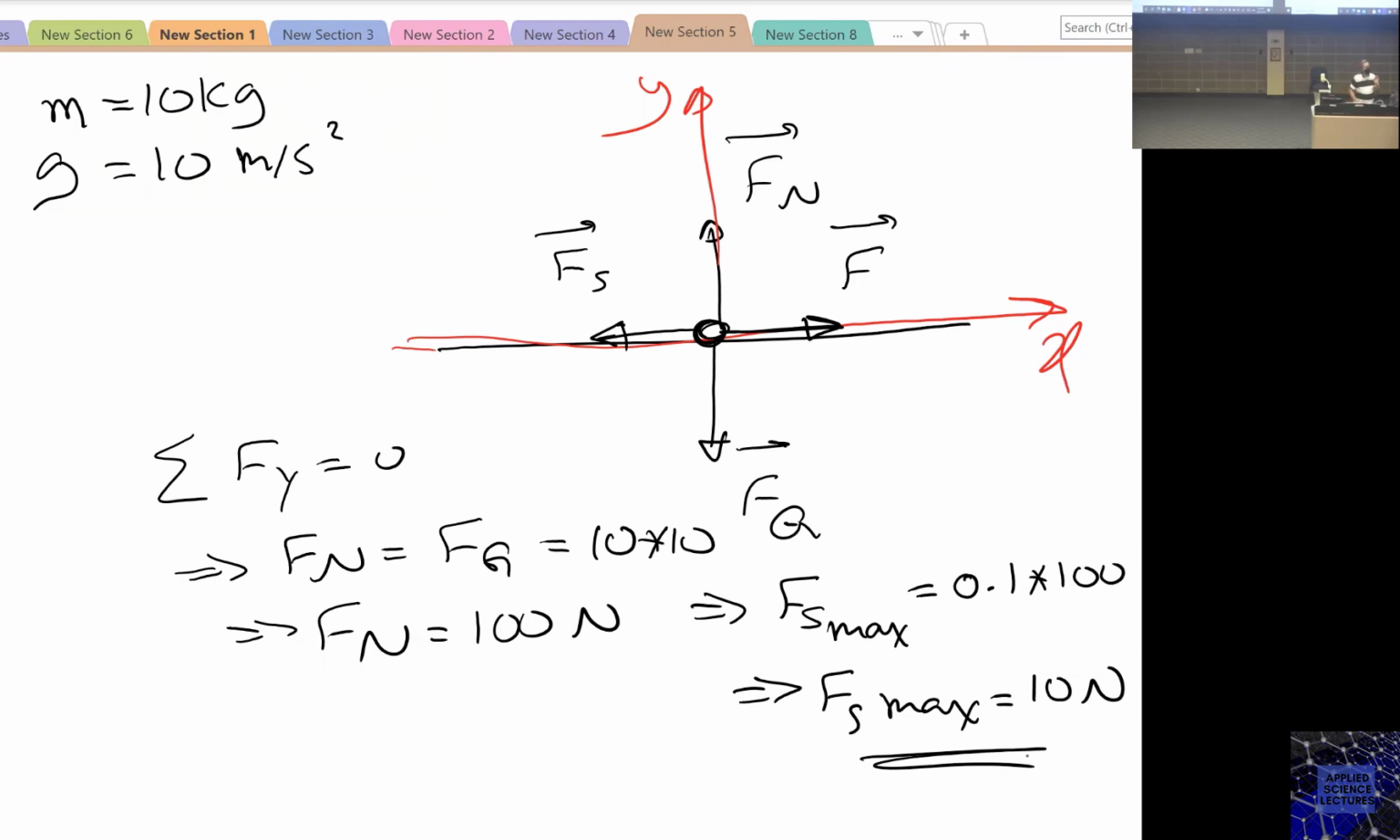This is the maximum. Now the question is asking, how much is the static friction force? Is it 10, 7, 5, or not enough information? You know? 7. Why 7? Exactly. So the net force would be 0, and in this case, based on Newton's first law, the friction force applied on the box would be 7 Newton, although the maximum is 10. But right now, because the box is not moving, it should be 7 Newton. So we will stop here.